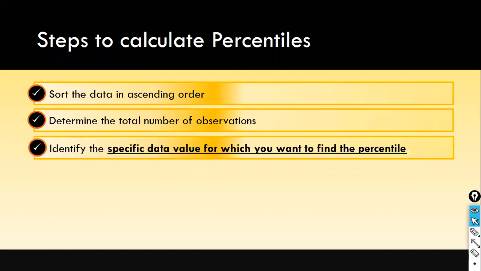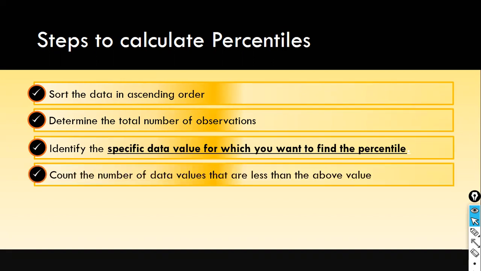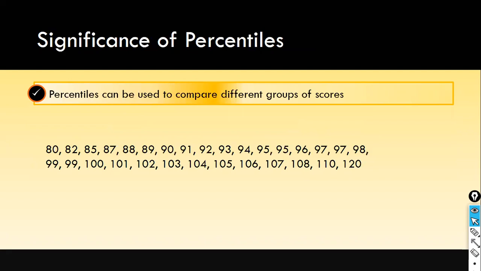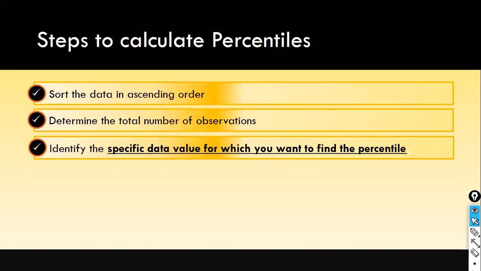Then you need to identify the specific value for which you want to find out the percentile. In that case, we have taken 95. And then you need to count the number of data values that are less than or equal to that value. Not above the value, less than or equal to that value. So in the previous case, 13 values were less than or equal to 95. So 2, 4, 6, 8, 10, 12, 13, right? So 13 values were less than or equal to 95.